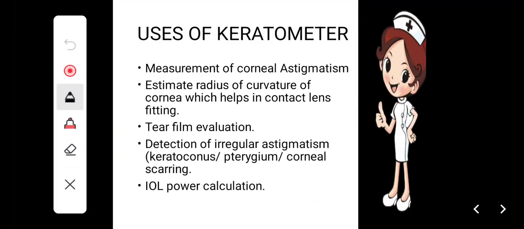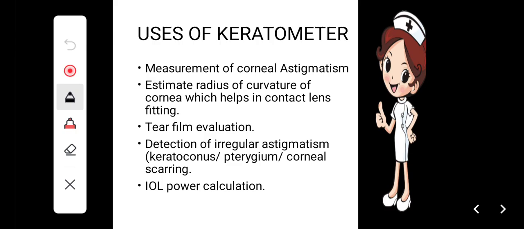Uses of keratometer. Keratometer is used for the measurement of the corneal astigmatism. How much is the corneal astigmatism? It's plus 5, 6, 3. We will measure the corneal astigmatism. It estimates the radius of curvature of the cornea, which helps in contact lens fitting. So we can also measure how much curve the cornea has for the contact lens fitting.